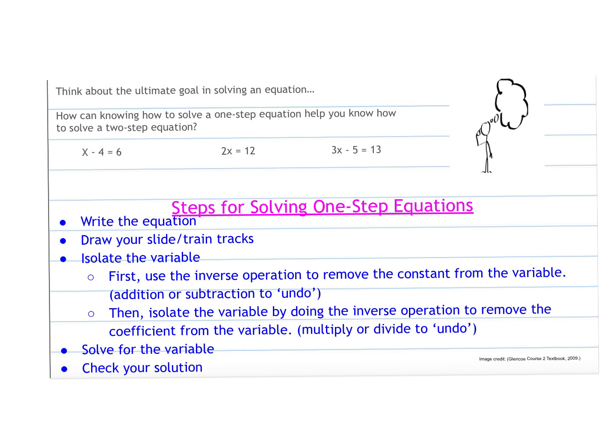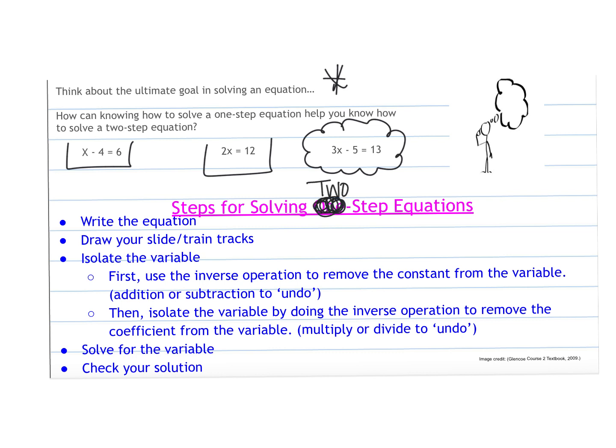How can knowing how to solve a one-step equation help you know how to solve a two-step equation? We already know how to do x minus 4 equals 6. We know how to do 2x equals 12. So we want to know how we can do 3x minus 5 equals 13. The same goal is that we need to figure out what value we can put in for x to make that equation true.